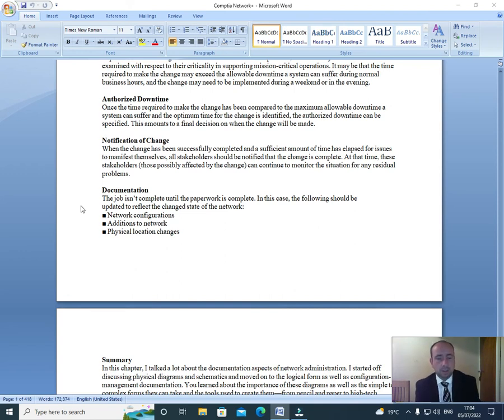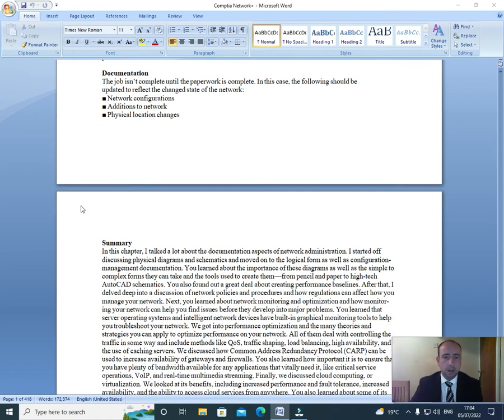Notification. When the change has been successfully completed and a sufficient amount of time has elapsed for issues to manifest themselves, all stakeholders should be notified and the change is completed. At that time, these stakeholders, those possibly affected by the change, continue to monitor the situation for any residual problems.